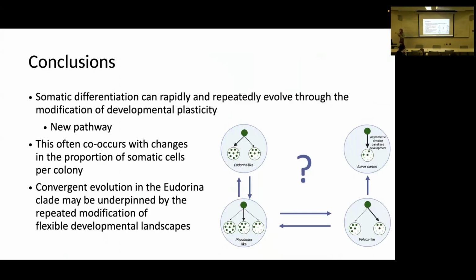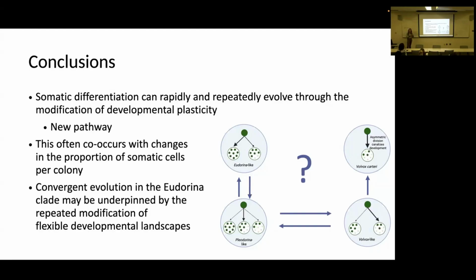We know a little bit about the genes involved, or the genes necessary, for somatic cell development in Volvox carteri. And those genes were not mutated in my experimentally evolved lines. That's not to say they couldn't be differentially regulated downstream, but there are no genetic changes in those. So we've got this novel pathway resulting in the evolution of somatic differentiation.